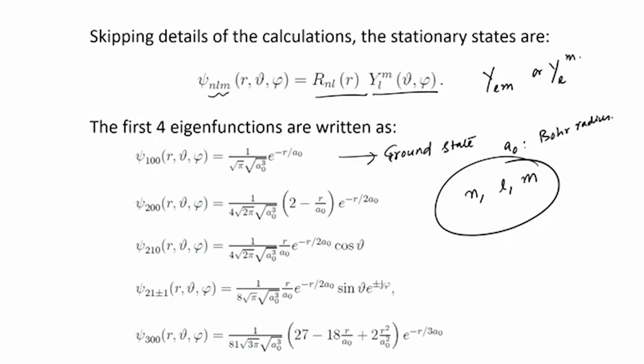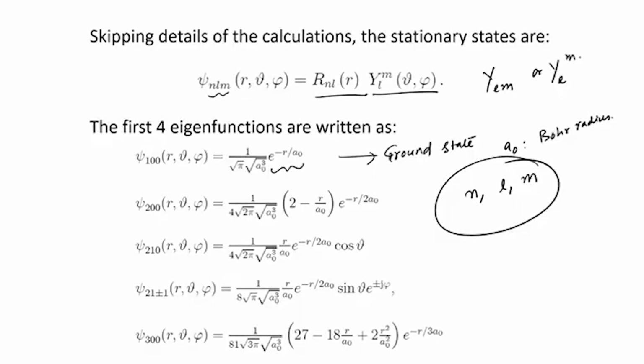And because of this, n can take values 1, 2, 3, etc., integer values. L will take values from 0 to n minus 1, and M can take values minus L to plus L. So, these are 2 L plus 1 values, and we will see how these different interlinked dependencies would give rise to the degeneracy. So, among the first few eigenfunctions, one is simply exponential minus r by a0 with some normalization, which is 1 by root over pi a naught cube, and then we have a polynomial multiplied by this exponential function.